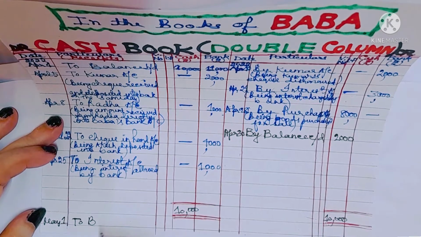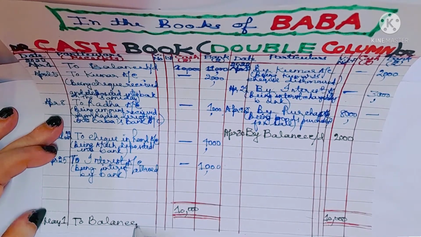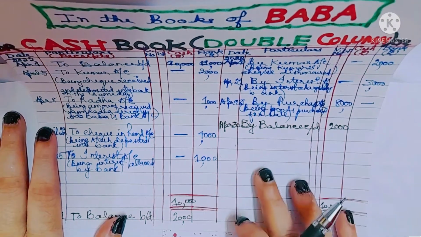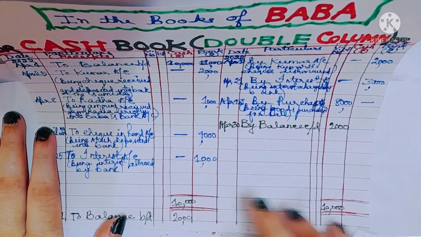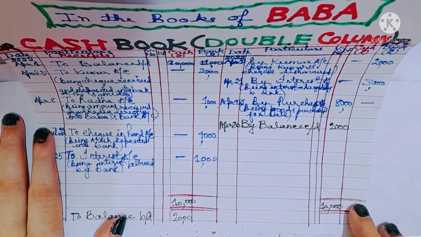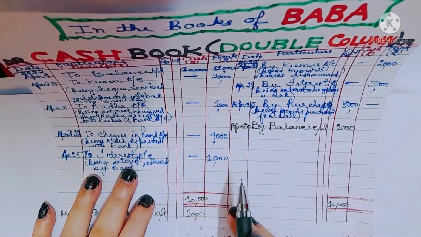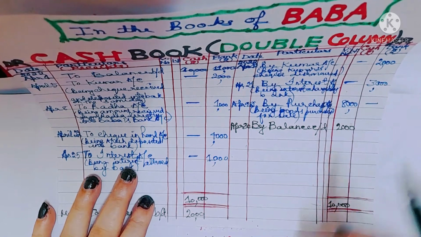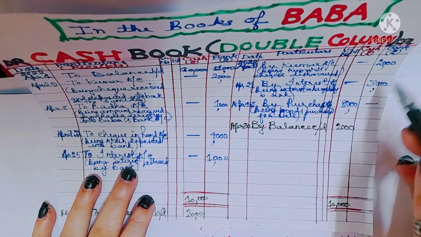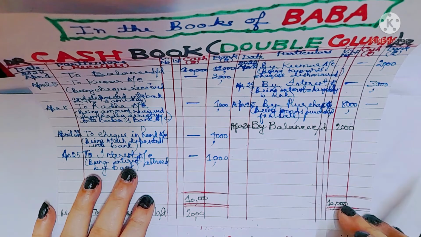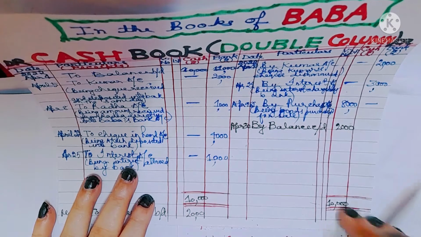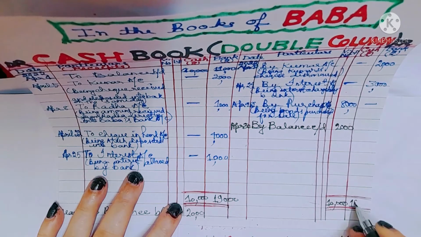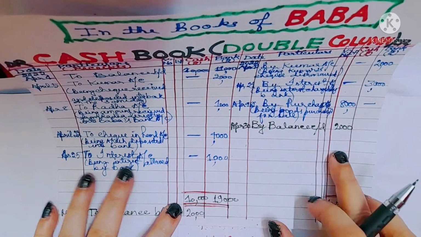So, "to balance b/d", that is 2,000, beneath the cash column. Similarly, now we have to calculate the total of the bank column on the debit side and the total of the bank column on the credit side. The total of the bank column on the debit side is 19,000 and on the credit side is only 5,000, that is 2,000 plus 3,000. The rule is, whichever is bigger, we'll write the bigger total. So we'll write 19,000 on both sides. But there will be a shortfall on the credit side.